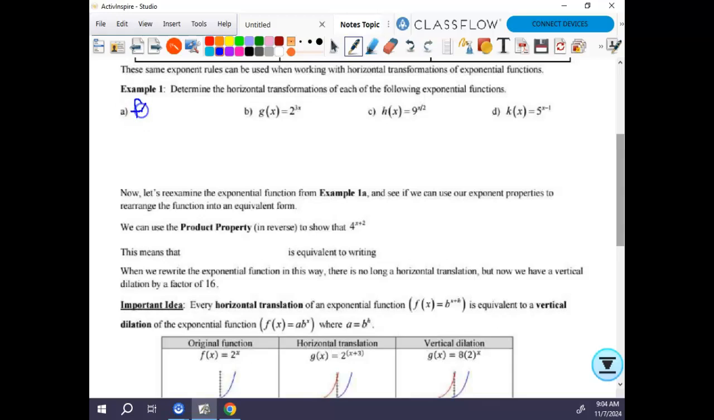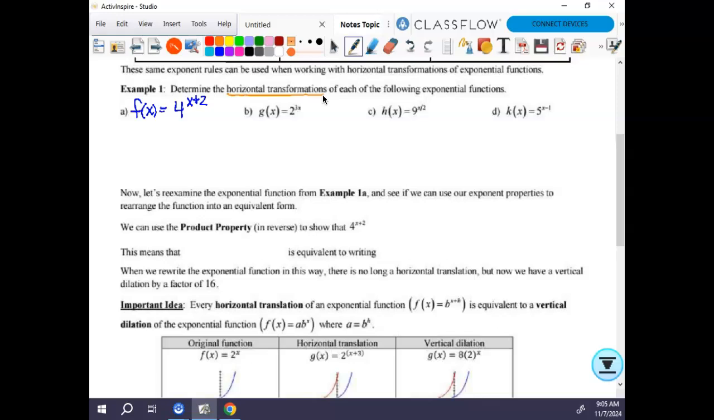F of x is equal to 4 to the x plus 2 power. Okay, so that's the function that should have been there. And all we're doing right now is determining the horizontal transformations. So when you have exponentials, you know how we try to decide for transformations, does it affect x or does it affect y? In exponentials, way easier to figure out, because if it affects x, it's up in the exponent. If it doesn't affect x, then it's not in the exponent. That's the way it works.